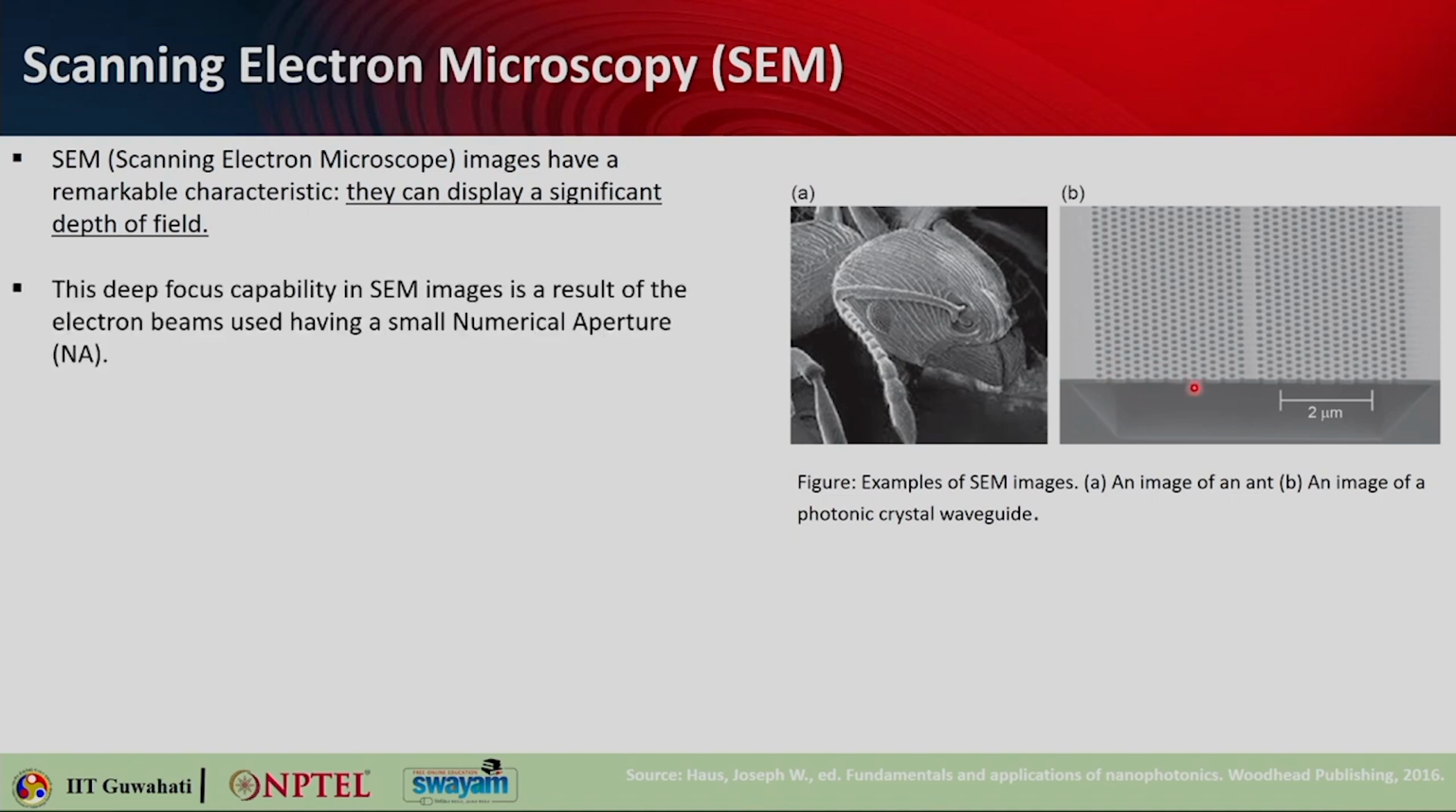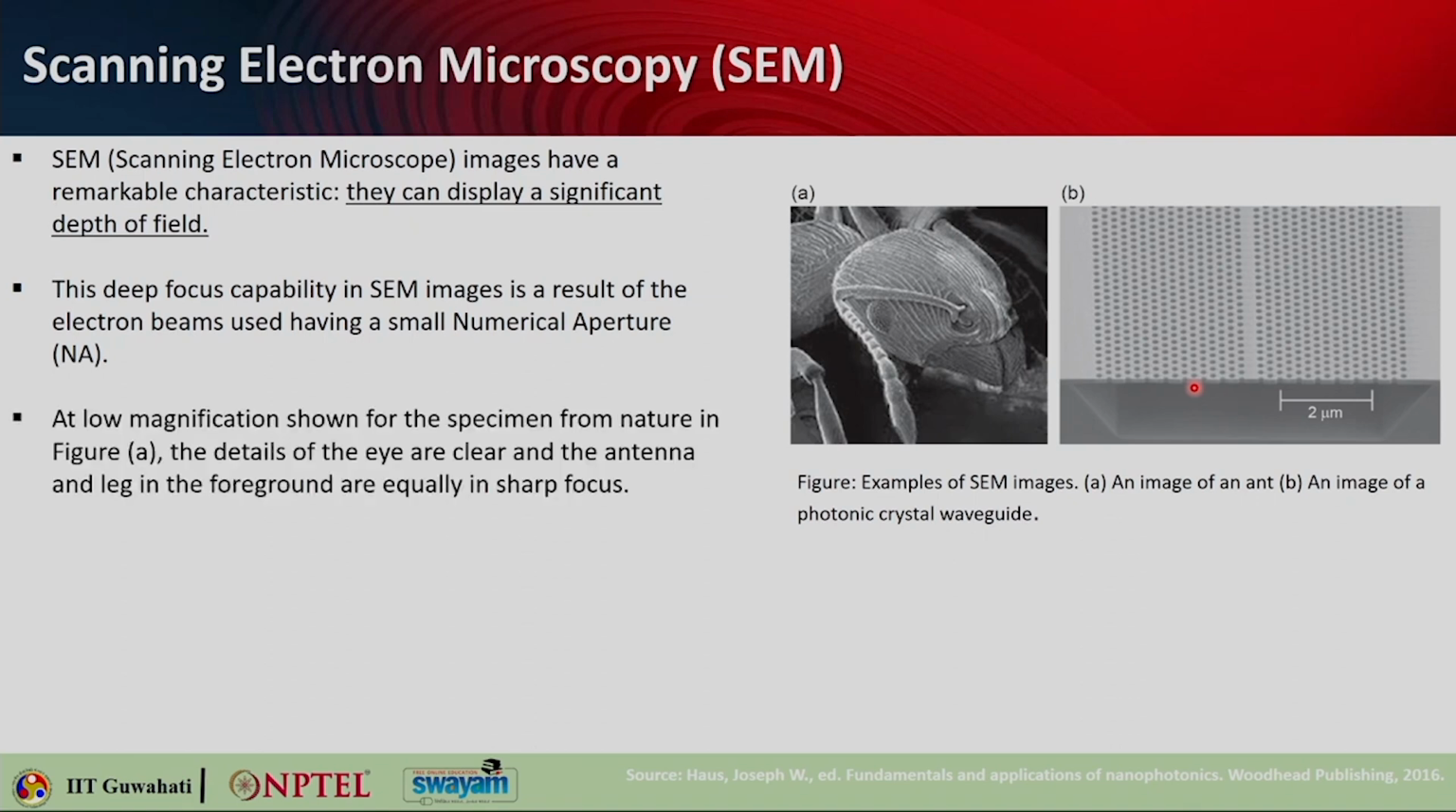And this deep focus capability in SEM is the result of the electron beams used. They have a very small numerical aperture, and that is why you can see such beautiful deep focus. A low magnification is shown for the sample from nature, like this is for an ant, as I told. Here you can see the details of the eyes are also very clear, and the antenna and the legs are equally in sharp focus.